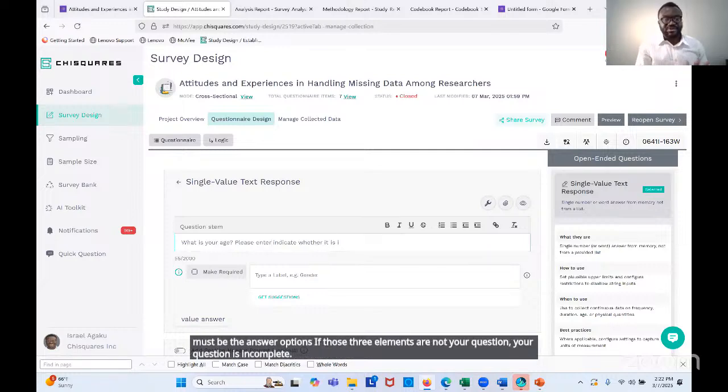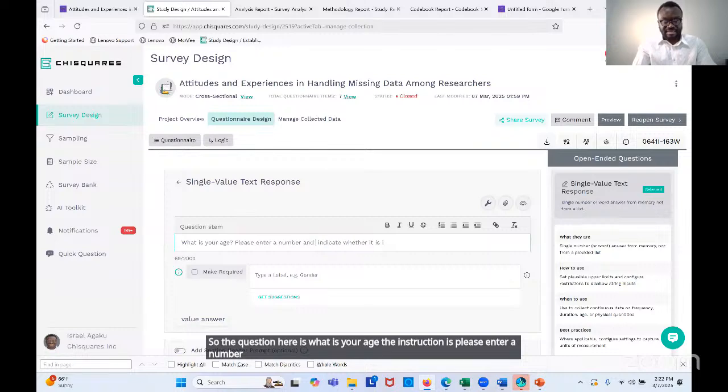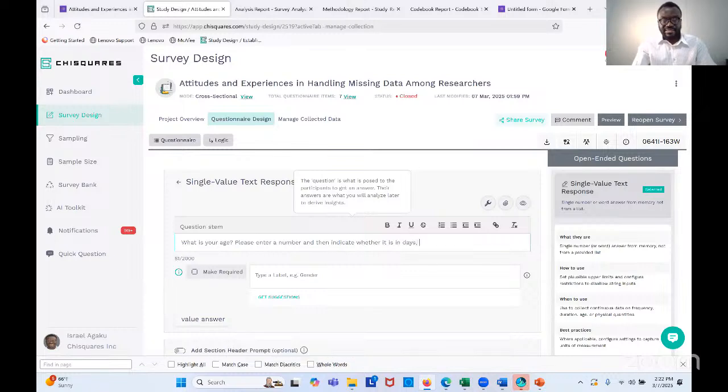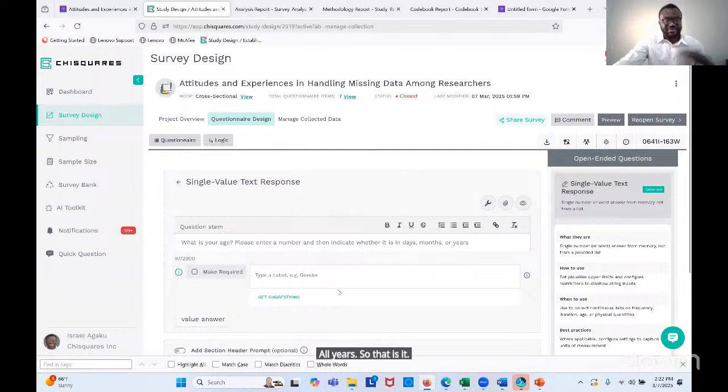So the question here is, what is your age? The instruction is, please enter a number and then indicate whether it is in days, months, or years. Pardon any typos that you might see. So that is it. We allow them, even for neonates, we can still collect the data, right?